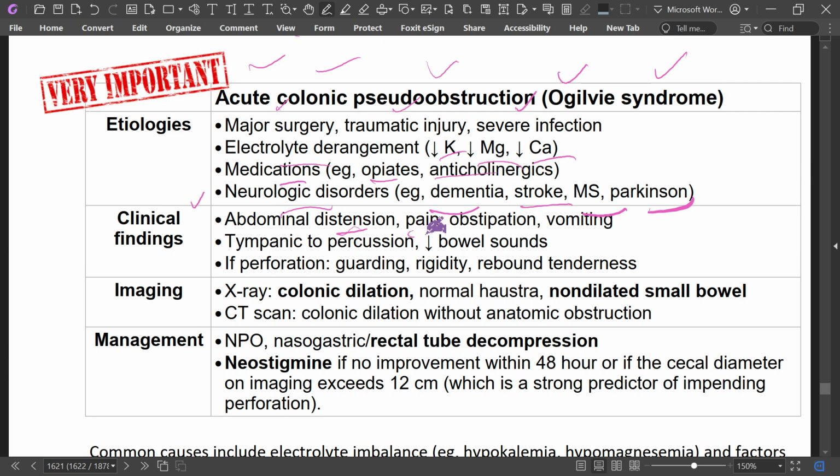Symptoms are abdominal pain, abdominal distension, obstipation, and vomiting. The abdomen is tympanic to percussion with decreased bowel sounds. If there is perforation, there will be guarding, rigidity, and rebound tenderness.